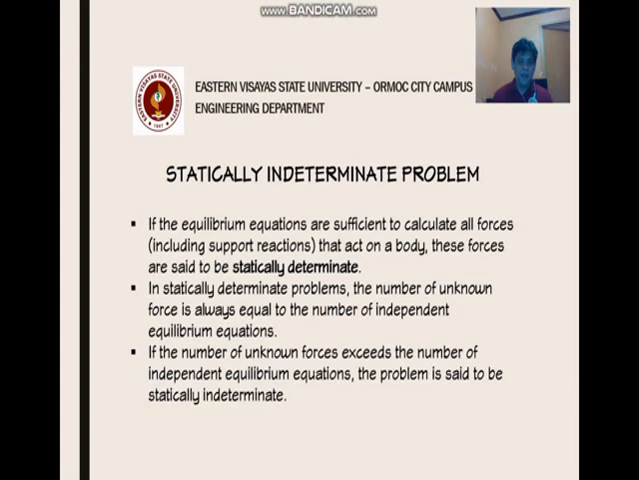Now, if the number of unknown forces exceeds the number of independent equilibrium equations, the problem is said to be statically indeterminate. Okay, so the word indeterminate comes from the condition wherein you will not be able to solve such problems if you rely only on the equilibrium equations. Equilibrium equations are not enough to solve such problems.